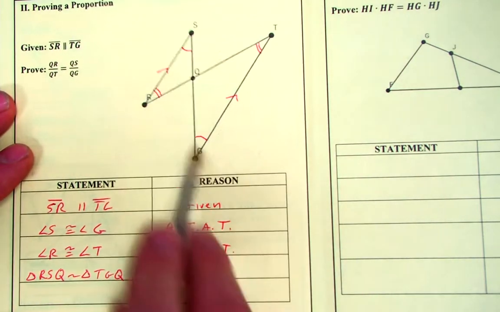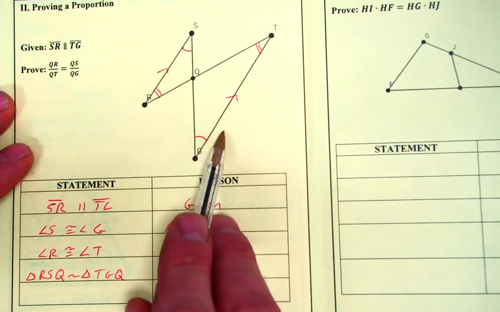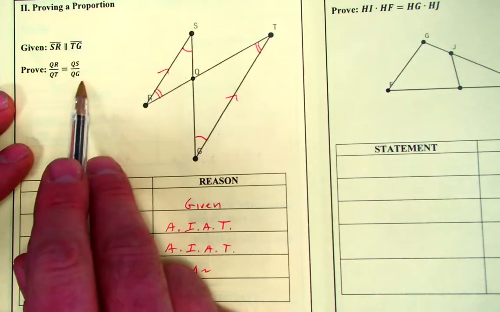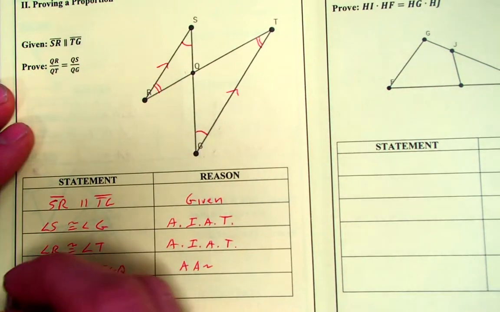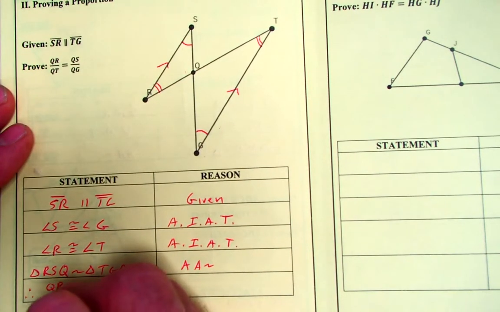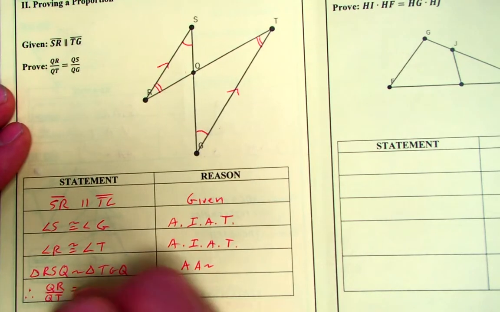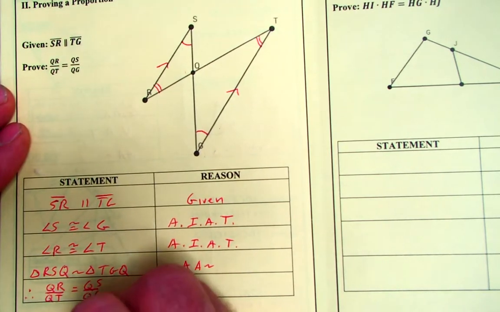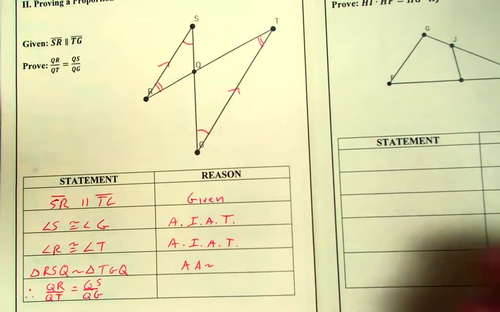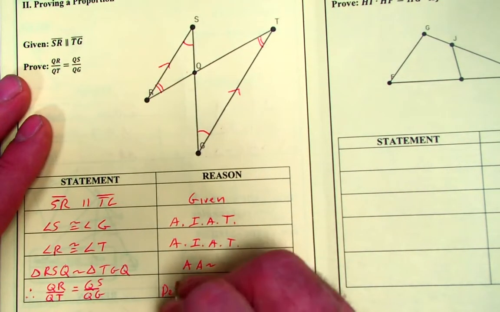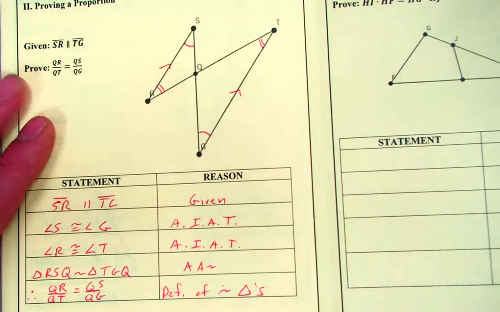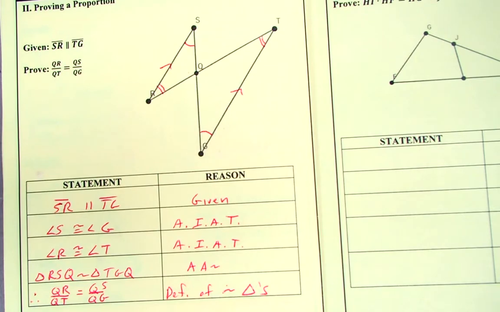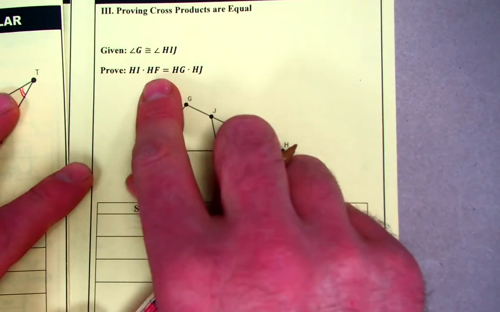But now, knowing that these two triangles are similar, then it must be true that the ratios of their corresponding sides are equal. Why? Because that's the definition of similarity. So, therefore, QR is to QT as QS is to QG. Why? Definition of similar triangles. All right, we're at 15 minutes. One more proof. This time we're proving cross products.